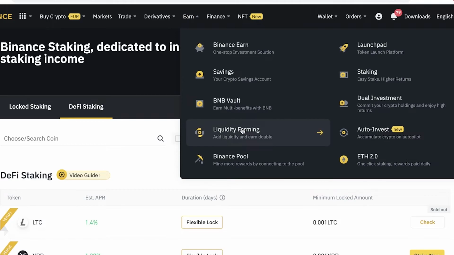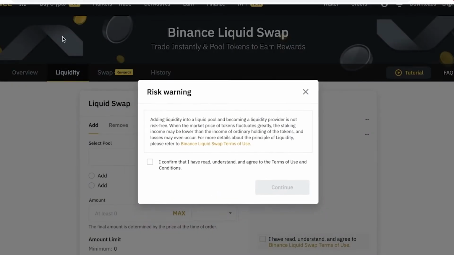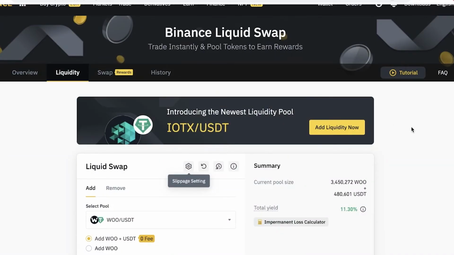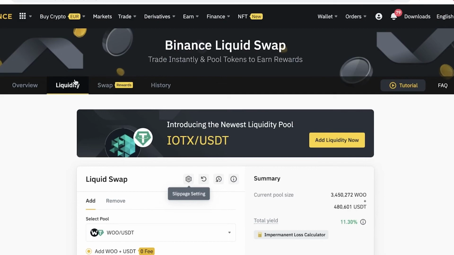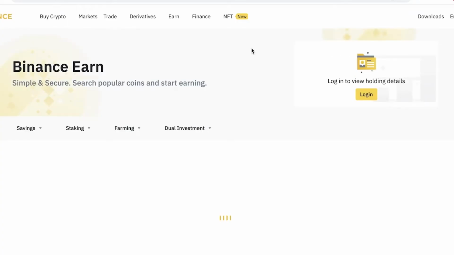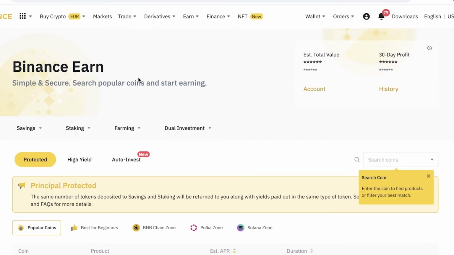Then if you go into liquidity farming, you can see you have your liquidity, and if you provide liquidity, so liquidity providing basically means that you provide money to the exchange, and the exchange usually needs money, they need liquid earnings, and when you are providing those earnings, you will be getting money in the long run. So you can choose to do that as well. This could be called another form of staking.